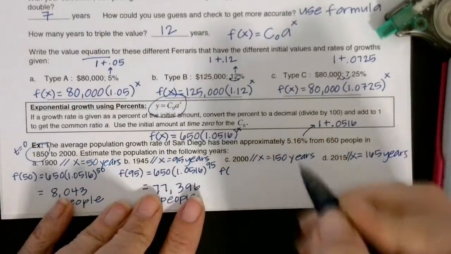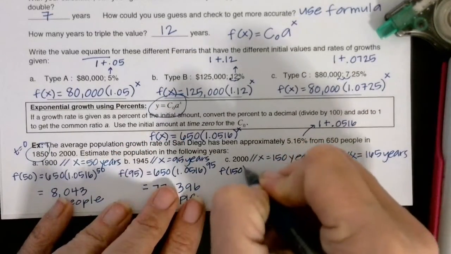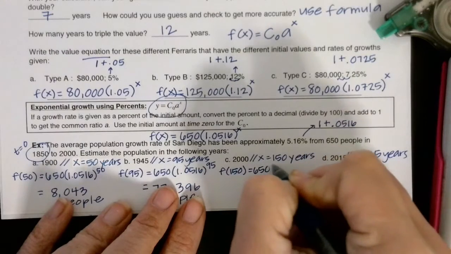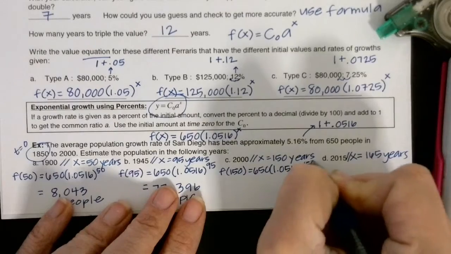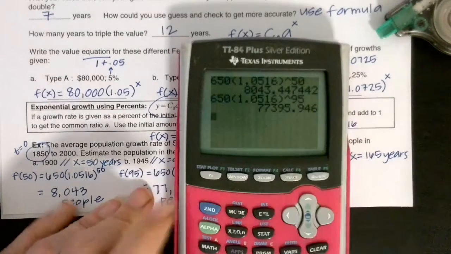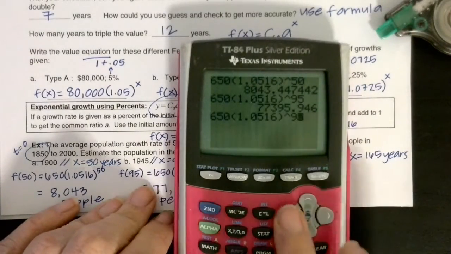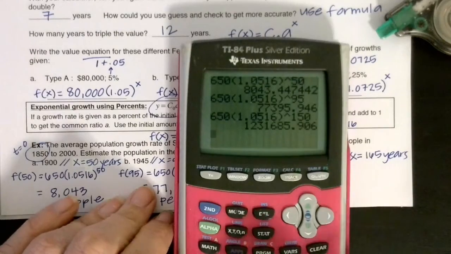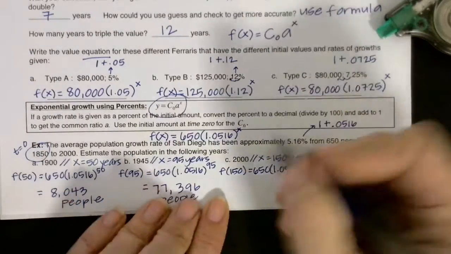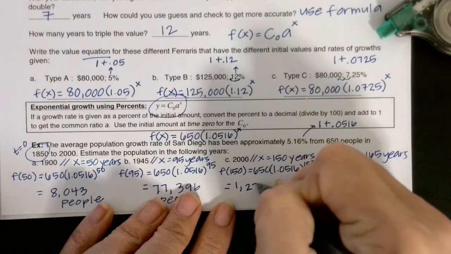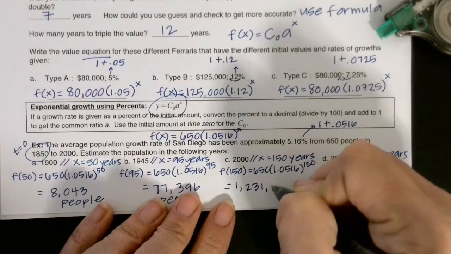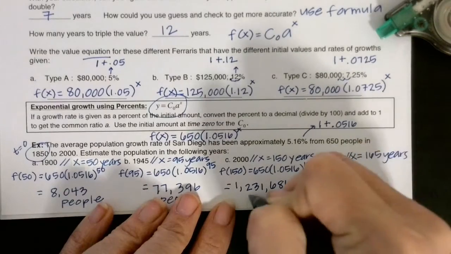So f of 150, I'm just going to go into my calculator and type in 150. So, wow, we're getting really big. That makes sense, right? So this is 1,231,686 people.